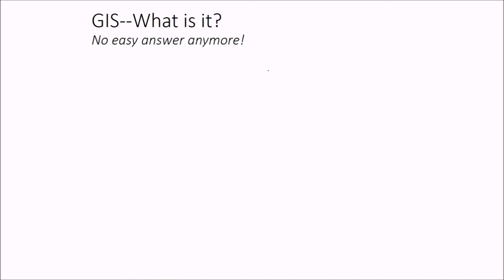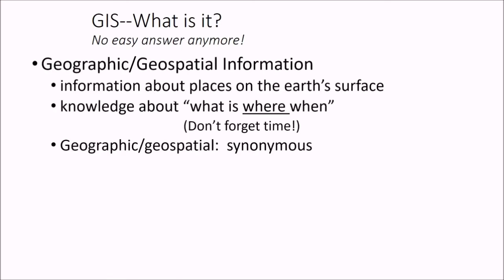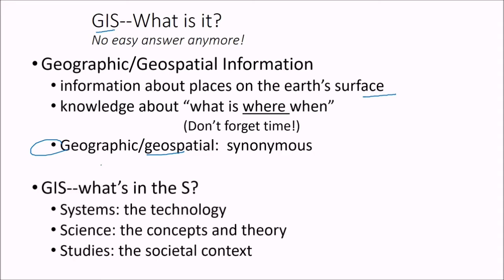What is it? GIS. There are various definitions because geography is involved, geographic and geospatial information. So you can view GIS as the information about places on the Earth's surface, or you can say the knowledge about what is where, when, and the geography or geographic or geospatial. They are termed synonymously. They are known synonymously.